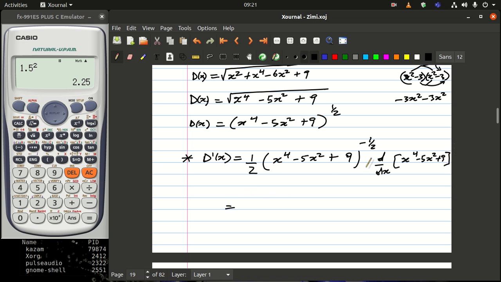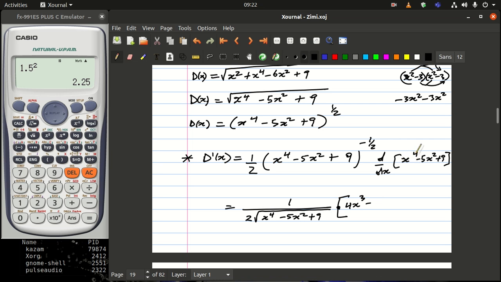The next thing that you need to realize here is that because of that negative exponent, we are having 1 over 2 times x to the power 4 minus 5x squared plus 9, all raised to minus 1 over 2, which means it's in the denominator. But if I don't want to place it in the denominator as a fraction, I just have to use this one here. The square root is the same as the power of 1 over 2. Times, what is this derivative? The derivative of this is going to be 4x to the power 3 minus 5.